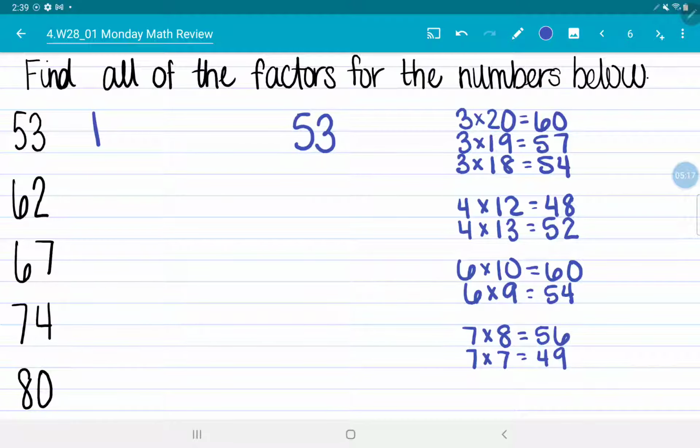Is 62 going to be a prime number? Nope. How do you know? It has 2. What does that mean? It's even, so that means it's going to be composite. Yeah, it's an even number. All even numbers are composite because if it's an even number, it will have 2 as a factor. If all even numbers are composite, does that mean that all odd numbers are prime? No. There's some odd numbers that are prime, but certainly not all odd numbers are prime.